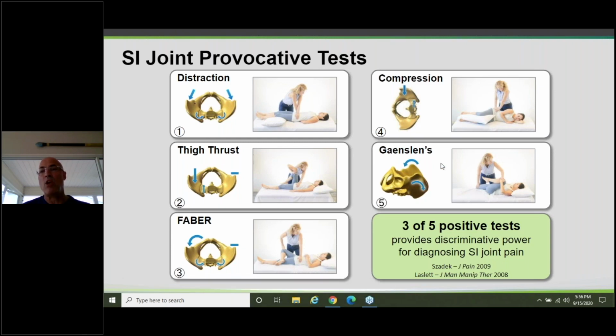Now, if you were to try this at home, that's why I mentioned that they're not always diagnostic, because you have to really apply quite a bit of pressure, and I don't think there are too many out there that want to produce pain, me included.